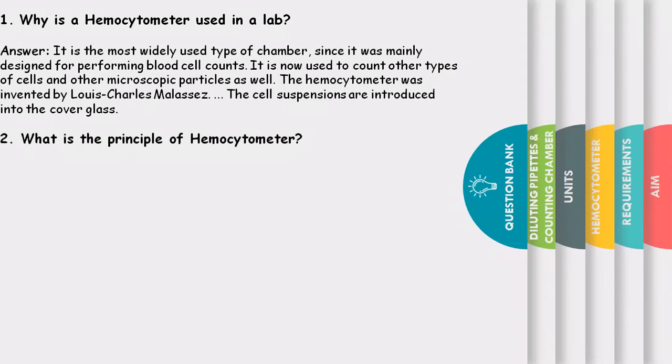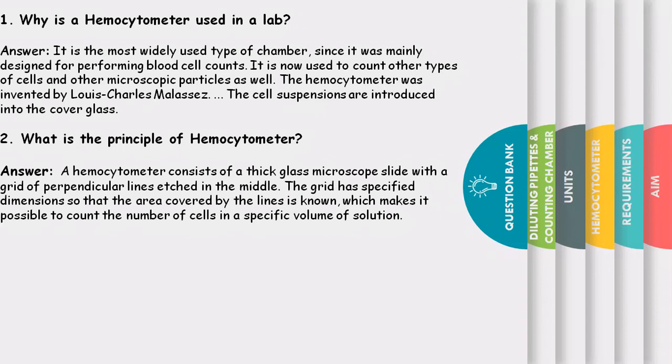Second question. What is the principle of hemocytometer? Answer: a hemocytometer consists of a thick glass microscope slide with a grid of perpendicular lines in the middle. The grid has specified dimensions so that the area covered by the lines is known, which makes it possible to count the number of cells in a specific volume of solution.